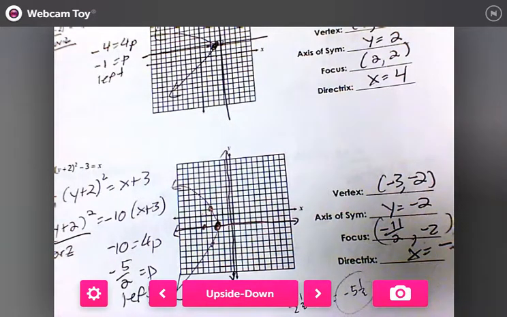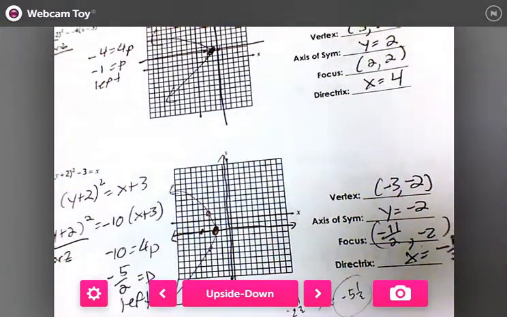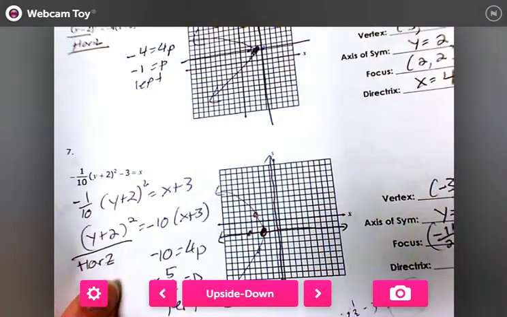On this page, is there any that you guys would like me to do by hand because you didn't get it? Which one? Number 4. Okay.